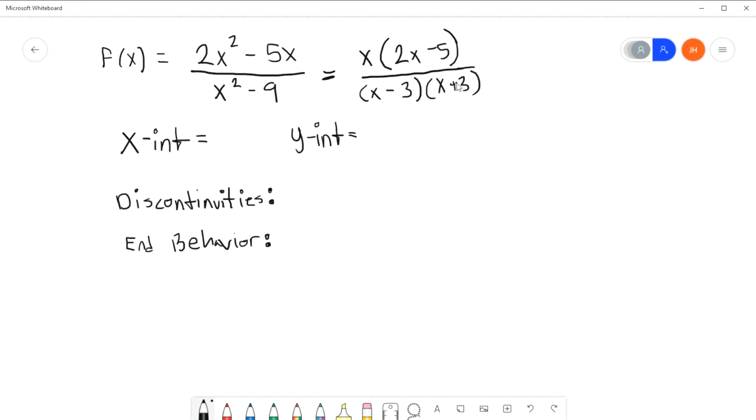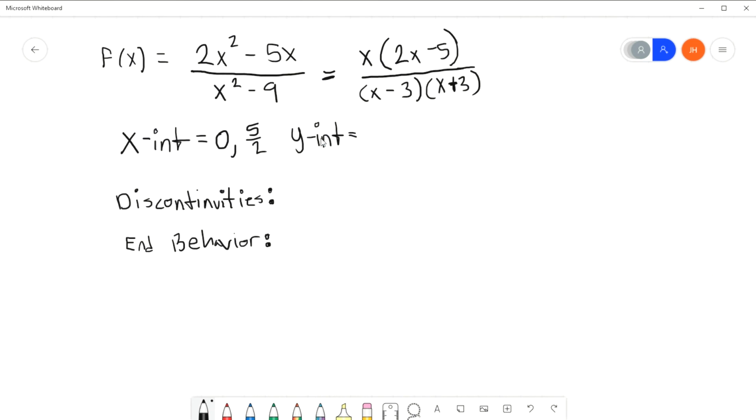So first off, let's check. Do I have any factors in common in the numerator and the denominator? Is there any removable discontinuity? No, there's not, right? That's pretty nice for me, because that means my x-intercepts are actually going to be my x-intercepts, and my discontinuities will be vertical asymptotes. So let's see what this looks like. I would have my x-intercepts. When does x equal 0? When x equals 0. When does 2x minus 5 equal 0? 5 halves, aka 2.5.